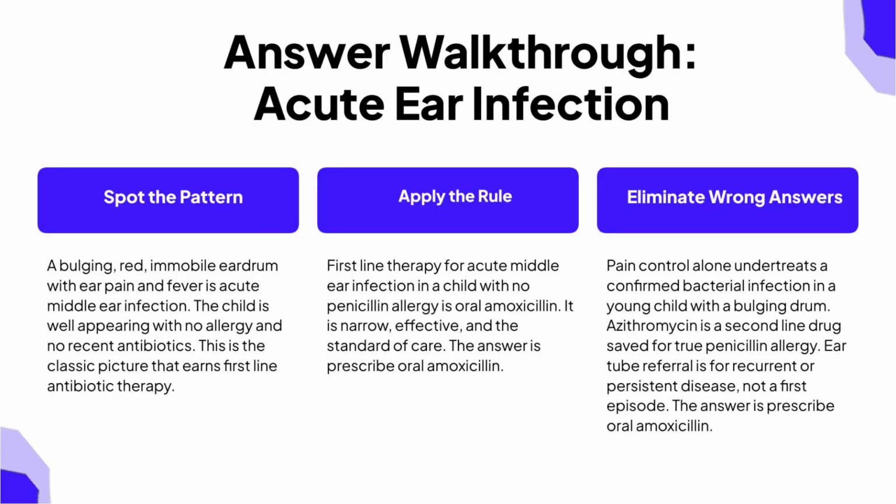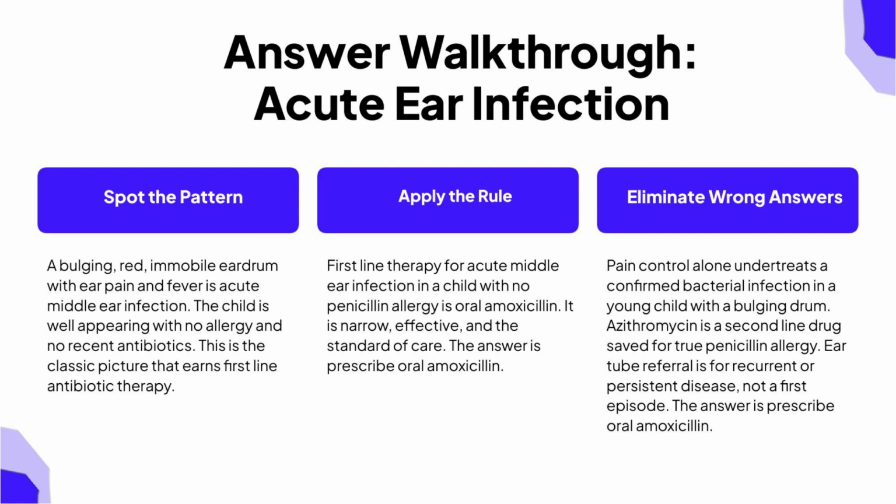Let us break this down. First, spot the pattern. We have a bulging, red, immobile eardrum together with ear pain and fever in a young child. That combination is the classic picture of an acute middle ear infection, and the child is well appearing with no allergy and no recent antibiotics.